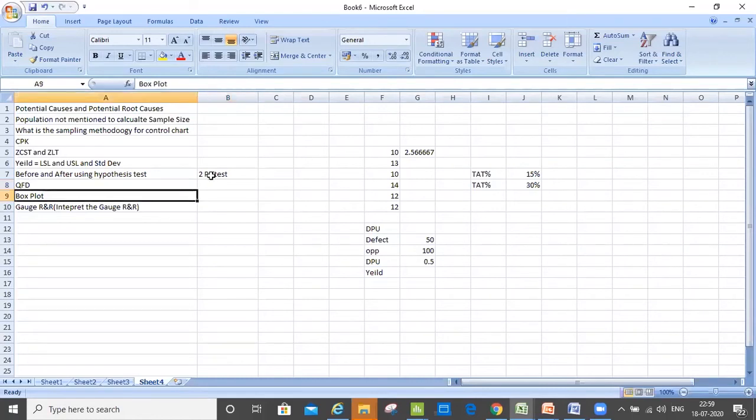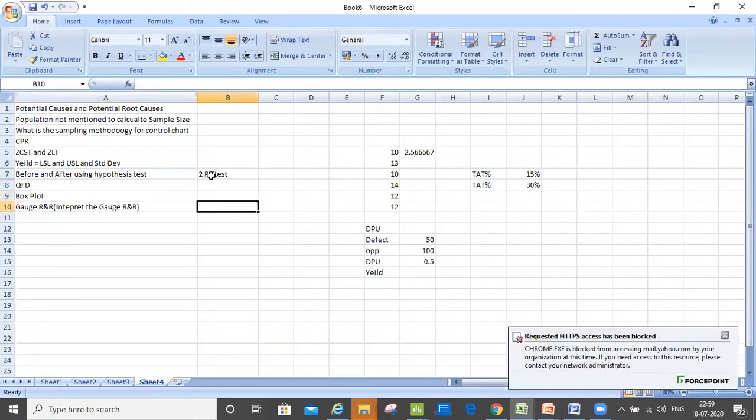Box plot and gauge RNR. Okay. For gauge RNR, you should just share any of the tests that you have done, and then I will help you interpret the result. We can all look in the WhatsApp group itself at the gauge RNR. What question do you have on box plot, Rahul? I just wanted to understand the concept. Okay.